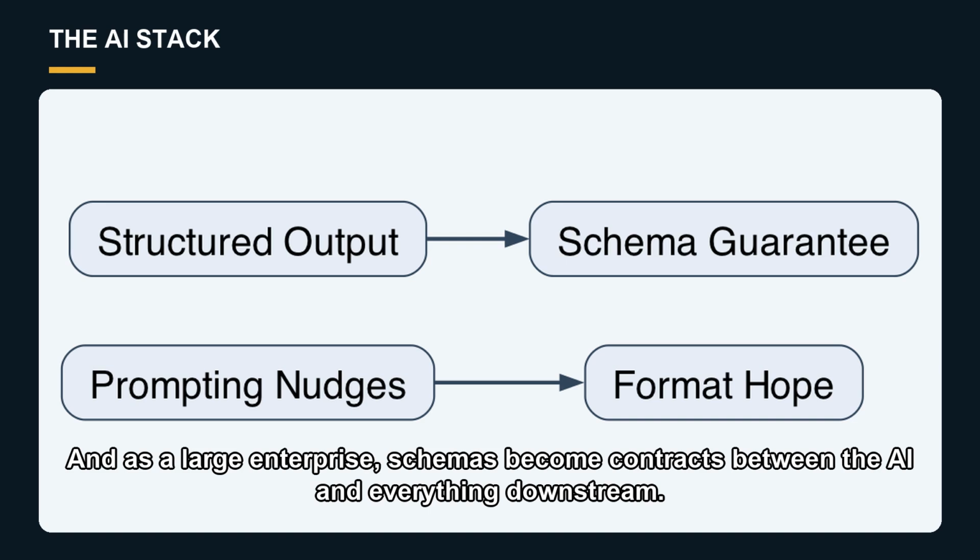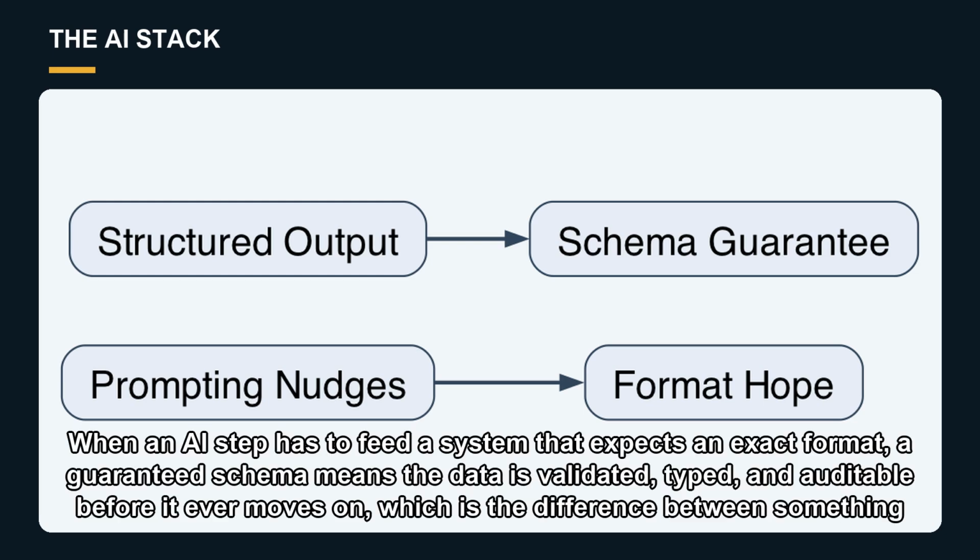And as a large enterprise, schemas become contracts between the AI and everything downstream. When an AI step has to feed a system that expects an exact format, a guaranteed schema means the data is validated, typed, and auditable before it ever moves on, which is the difference between something you can put into production and something you cannot.